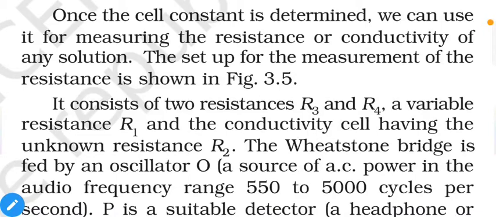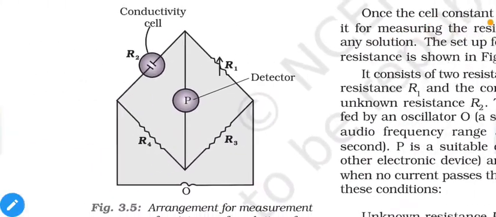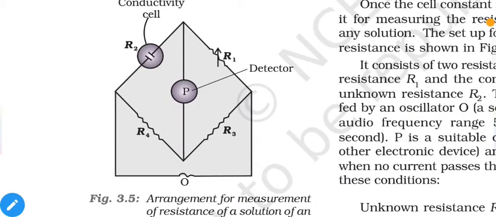The setup for the measurement of resistance is shown in figure 3.5. As we can see, this image almost looks like a Wheatstone bridge. At the center we have a detector, and we have different resistances R1, R2, R3 and R4, where at R2 our conductivity cell is attached, and then we can see the values in the detector.